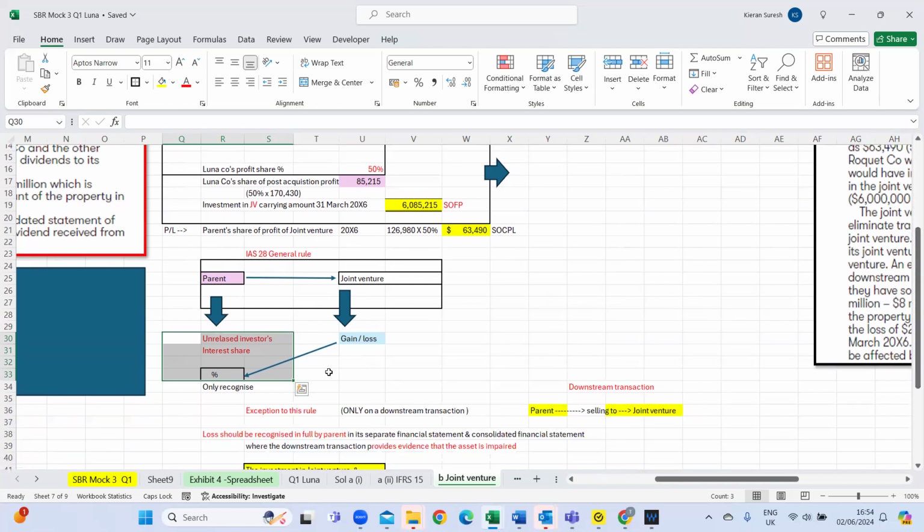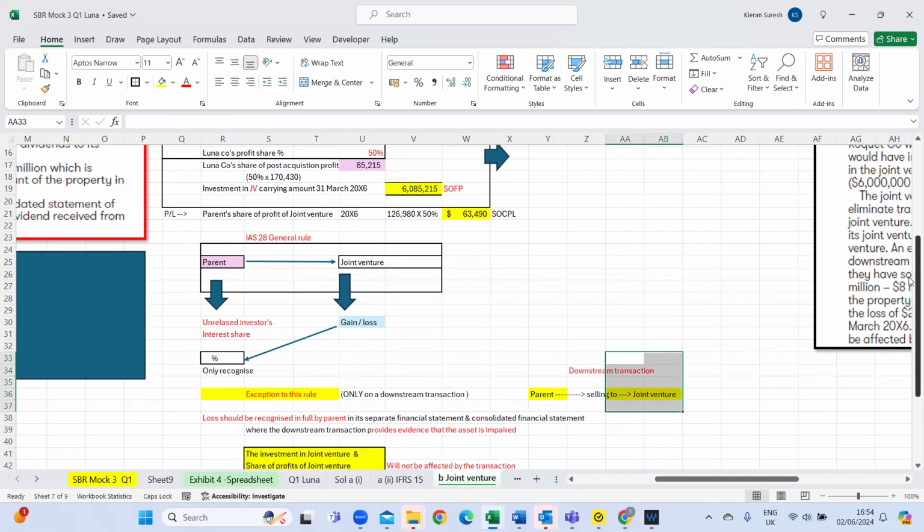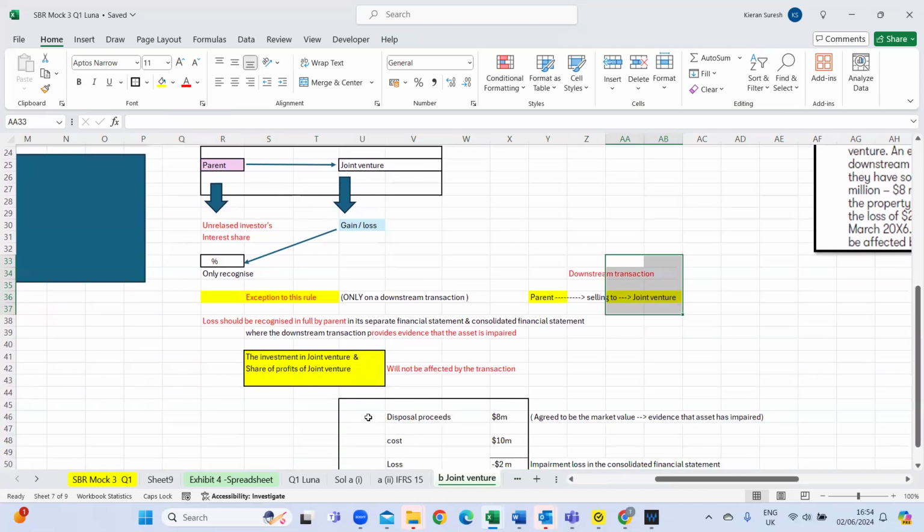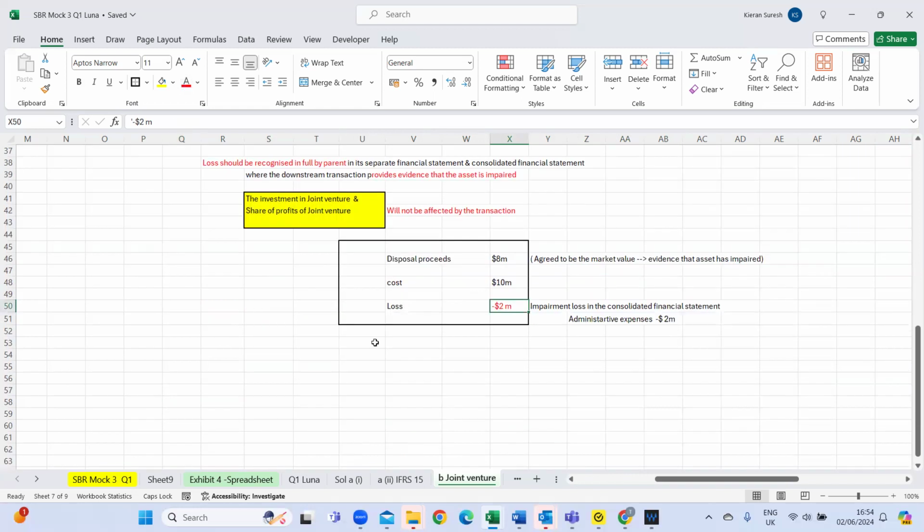But there is an exception to this rule, and that's what we're going to learn. This exception applies only to the downstream transaction, that is, when the parent sells to the joint venture. Like in this example, the parent sold the property to the joint venture and collected 8 million cash. The asset was 10 million, but the parent sold it to the joint venture for 8 million. So the parent has suffered a 2 million loss.